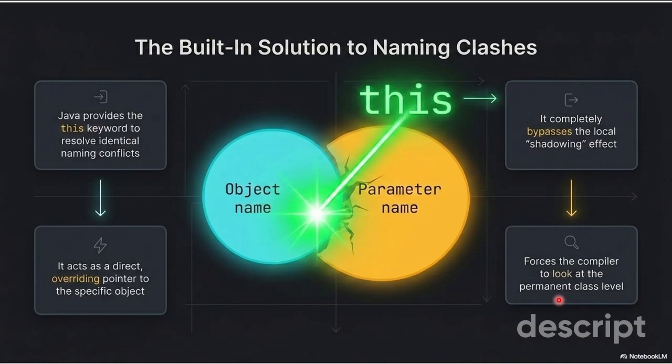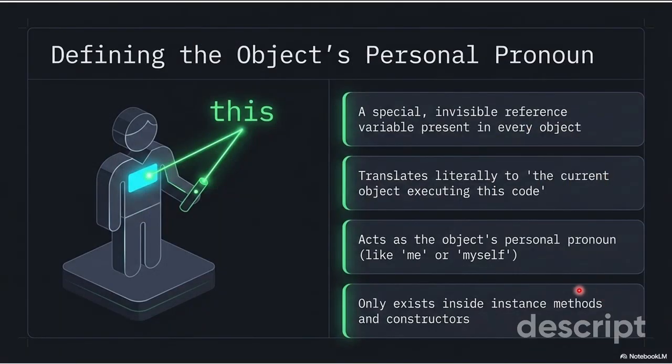So this is where the this keyword comes into action. Java provides the this keyword to resolve identical naming conflicts. It completely bypasses the local shadowing effect. It acts as a direct overriding pointer to the specific object. It also forces the compiler to look at the permanent class level. I will show you this with an example.